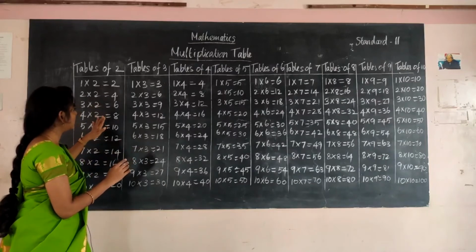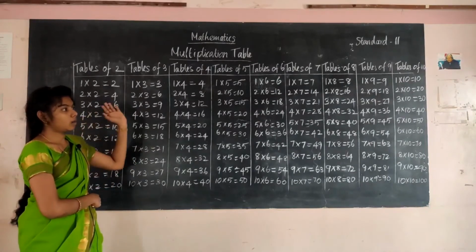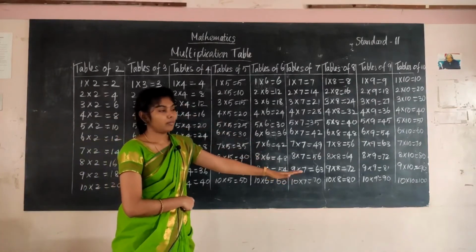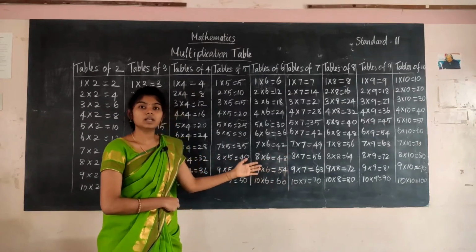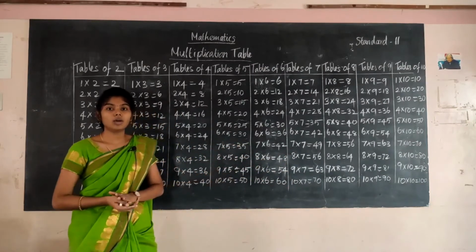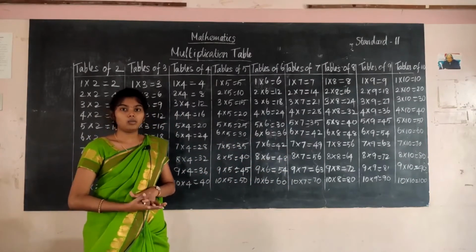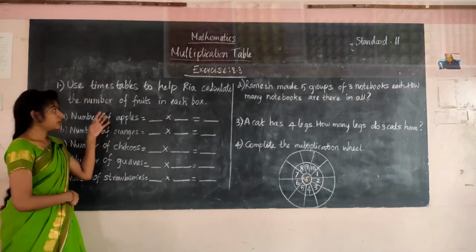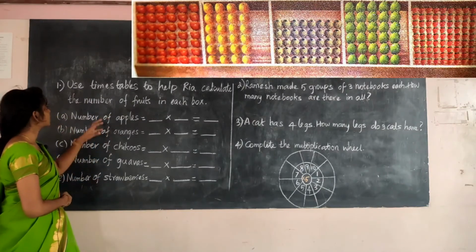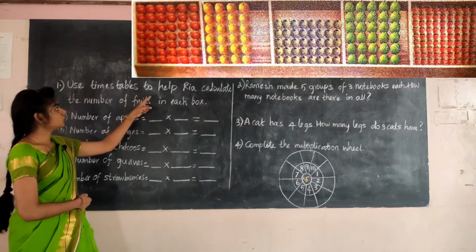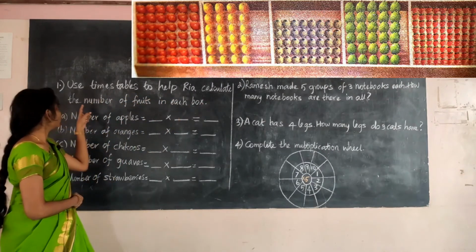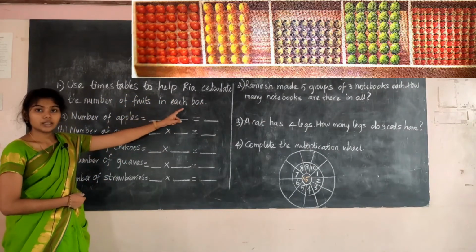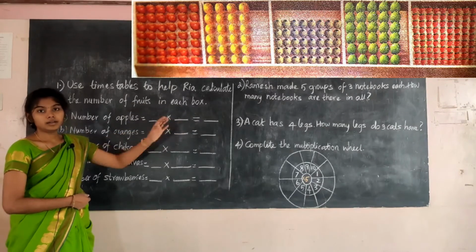Okay, this will be easy. Learning from the second table to the 10th table, by learning this, you can find the result very easily. So now we are going to try the exercise problems. Now see the first problem given in the exercise. Use times tables to help Riya. Calculate the number of fruits in each box. So you know the tables, no?